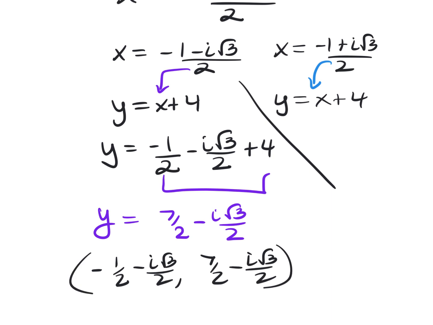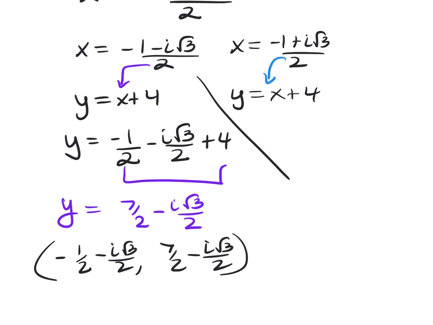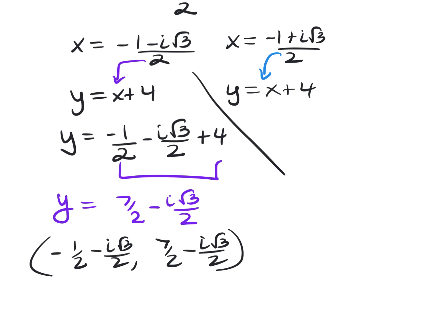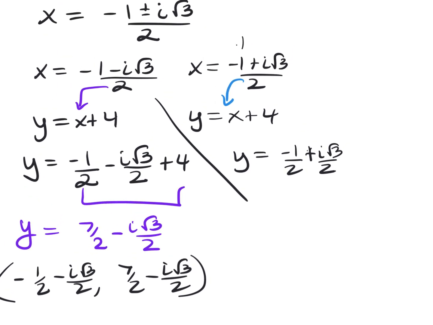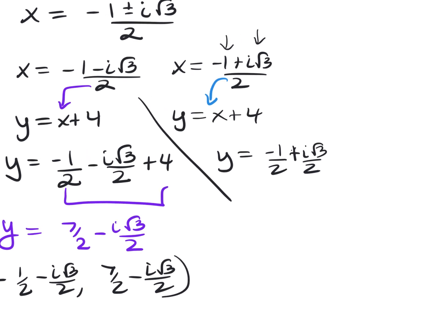This would be an imaginary ordered pair. Again, I will not expect you to do this on the test. Now, I also have to do it for the positive i root 3. So y equals -1, and I'm going to make it separated, so plus i root 3 over 2. I'm just pulling this apart and giving both pieces its own denominator of 2, so that when I combine like terms, it makes it a little bit easier.